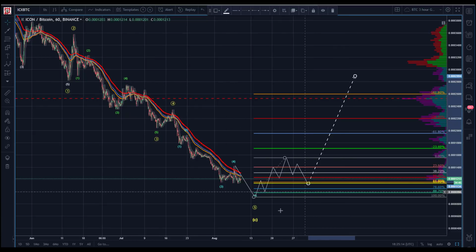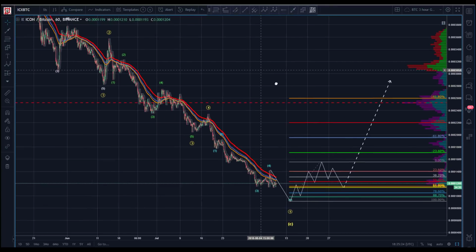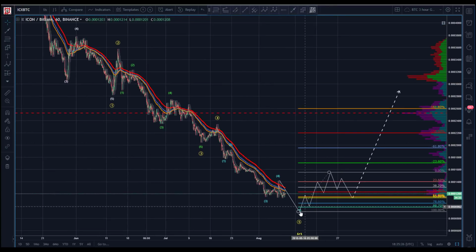Otherwise, sure, you can be a hero and try and pick the low, but I just don't. Why take the risk? There's just no reason to do it. This is a very, very, very strong downtrend. Again, why take the risk of that? There's just no reason to do it here.